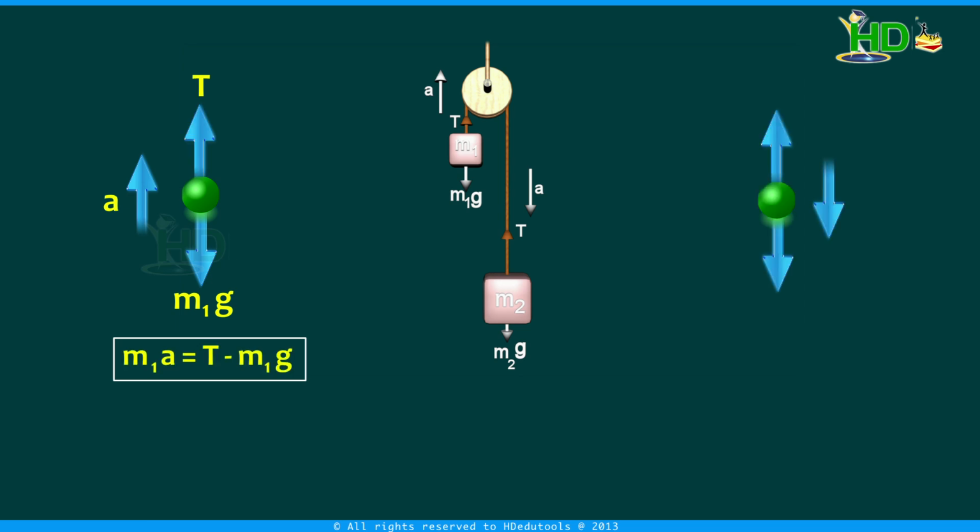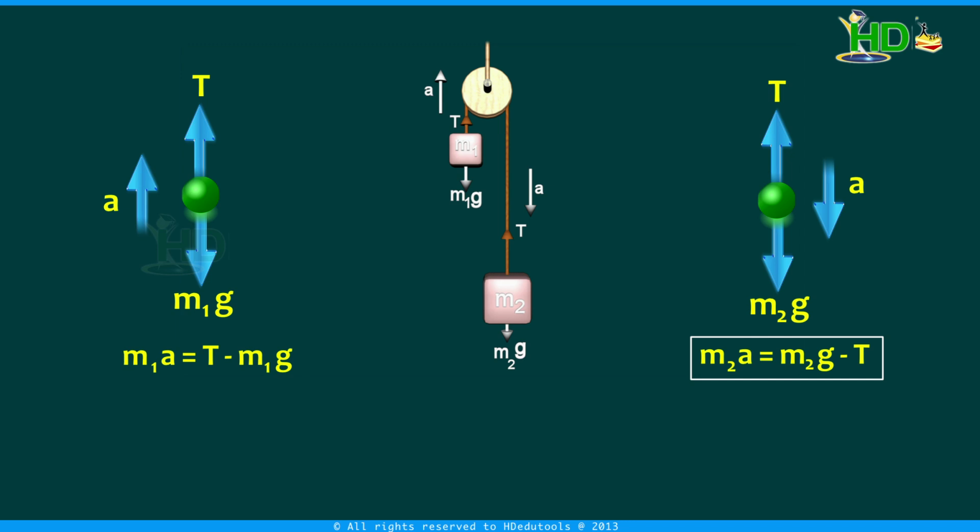At M2, the weight M2g is acting vertically down and T is vertically up. The mass is moving down with acceleration A. Now the net force is M2A. This is equal to M2g minus T. And this is one equation and this is another equation.